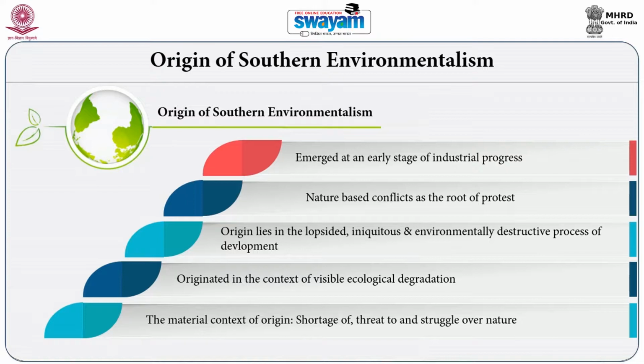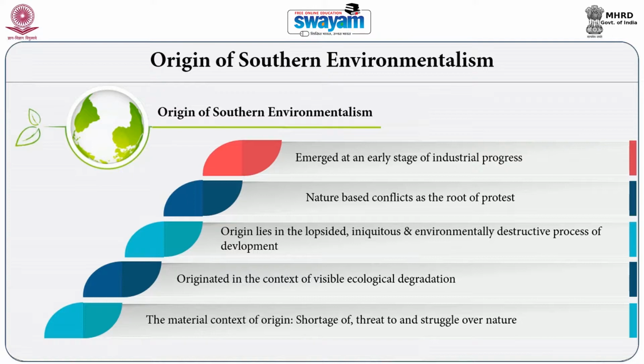As Ramachandra Guha says, the material context of the origin of these environmental movements in the global south lies in the shortage of, threat to and struggle over natural resources. So essentially there is a link between environmental degradation, loss of livelihood and the origin of environmental movements: in this part of the world, environmental movements emerged because of loss of livelihood, which is again a result of environmental degradation.